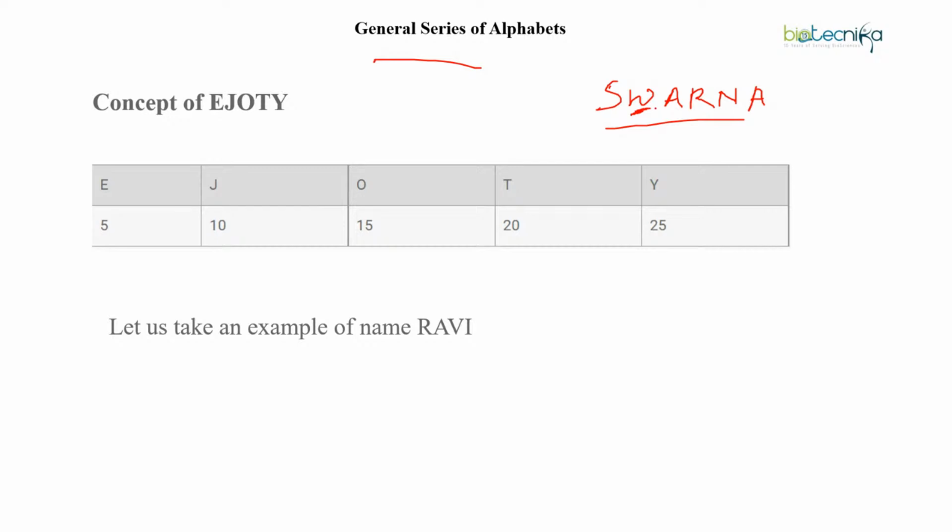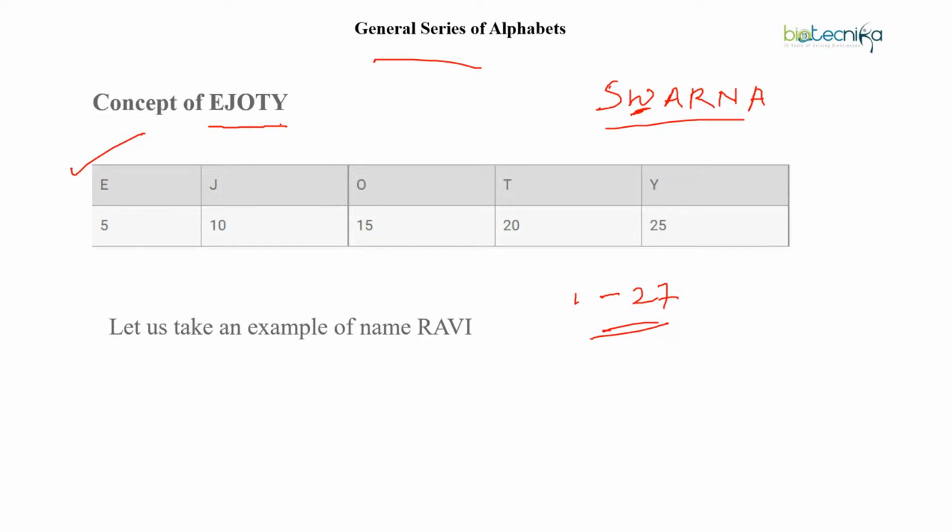Alphabetical series में 1 to 26 होता है. सो इफ वी डोंट रिमेंबर कौन सा लेटर कौन सी जगह पे आता है, कौन सा लेटर 25 नंबर पे आता है, कौन सा लेटर 16 पे आता है, which letter comes on which position, then उसके लिए इजी सा चीज है, just remember this: the concept of EJOTY. Easy है अंडरस्टैंड करना.